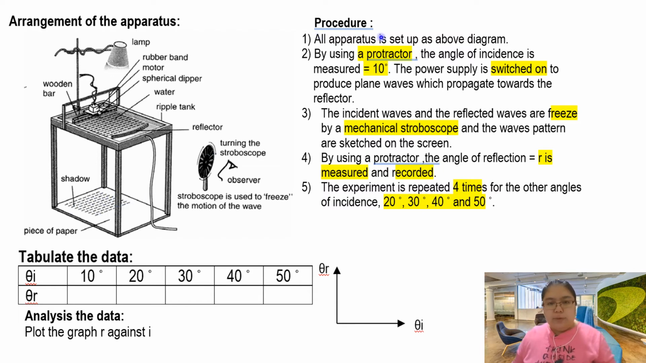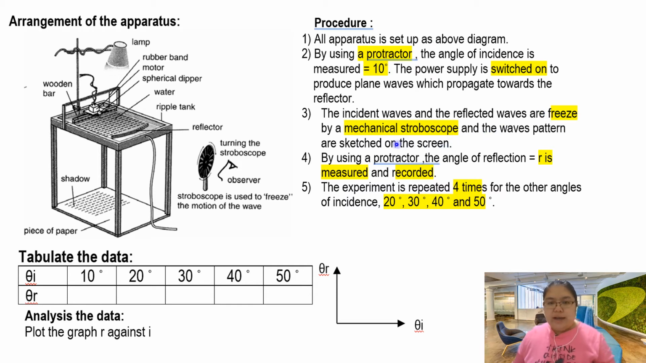Okay, let's see the procedure. The apparatus is set up. Then we use the protractor. The angle of incidence you need to set by yourself because it is the manipulated variable. Then you must say power switch on. Switched on, it produces a plane wave that propagates towards the refractor. Now the incident wave and the refracted wave are frozen. You must say the number 3: you must freeze them by using the stroboscope.